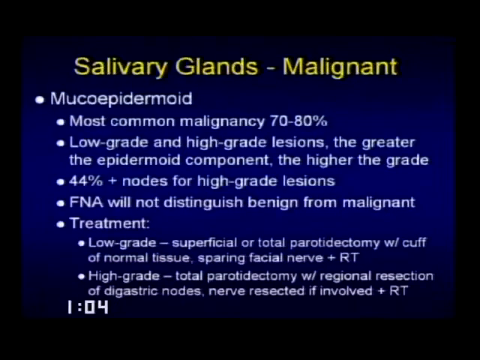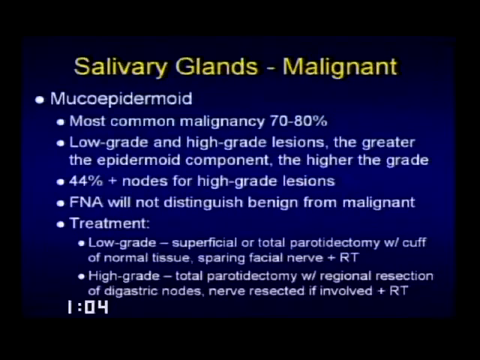Here, an FNA, again, will be our initial procedure of choice for most head and neck tumors, and that's something you should remember. But an FNA, like the adenoma that we talked about in the thyroid gland, will not distinguish benign from malignant in this case either.